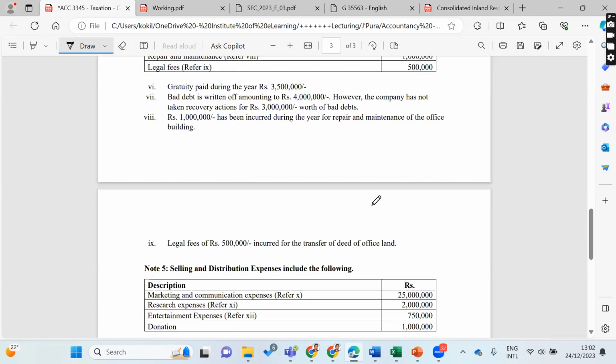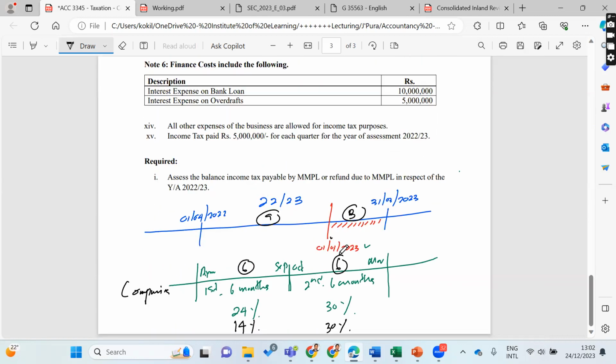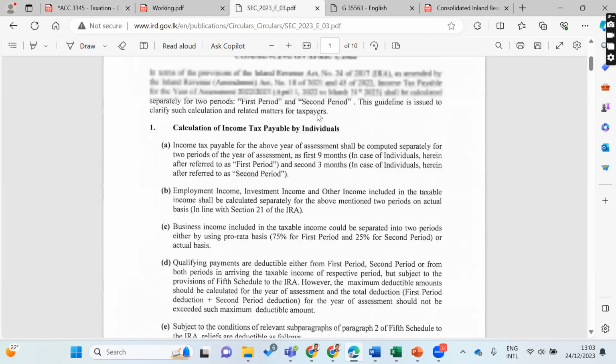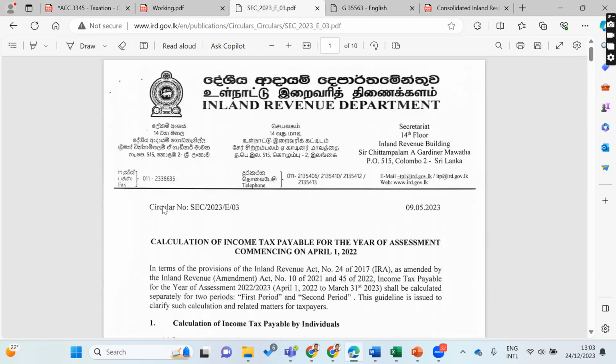Make a single... if I explain, so make it clear: when preparing the company computation for 22-23, the first 6 months and the last 6 months have to be computed separately, right? So there is a separate circular issued by the Inland Revenue Department. Better if you can refer to this circular as well.